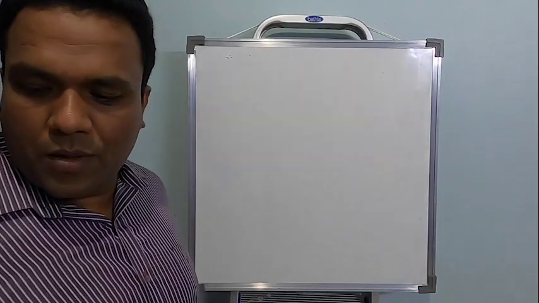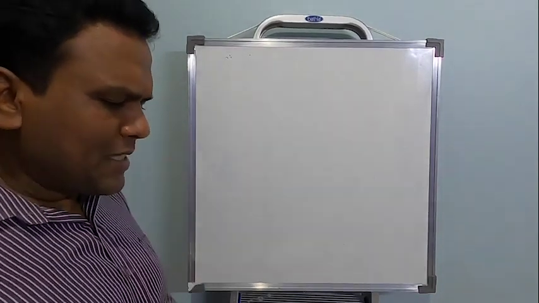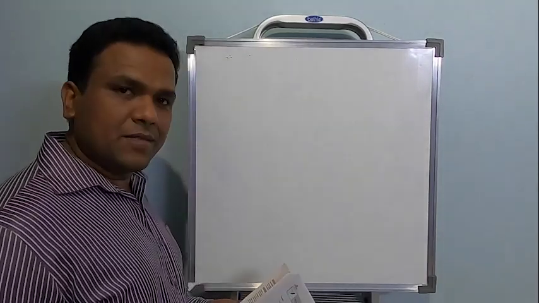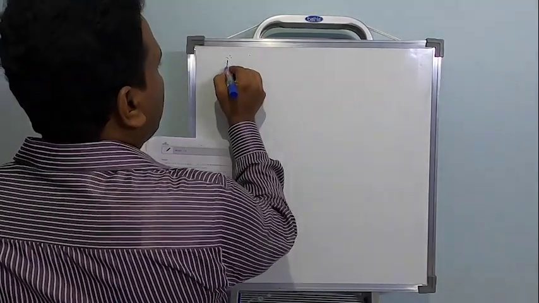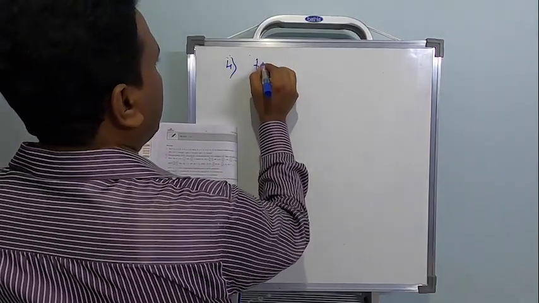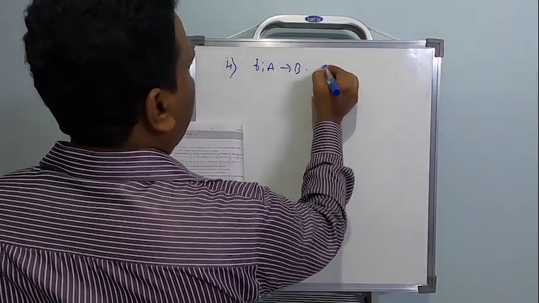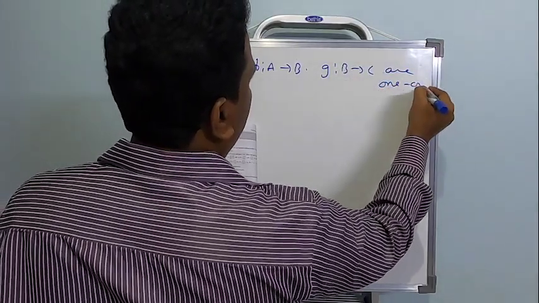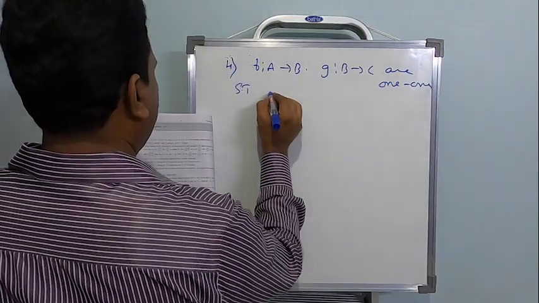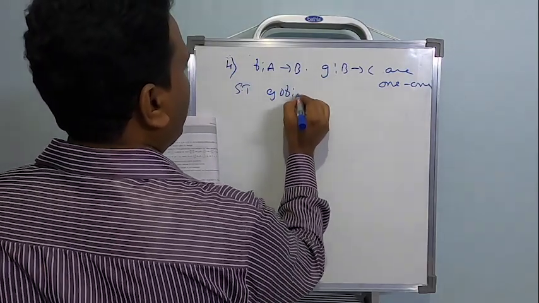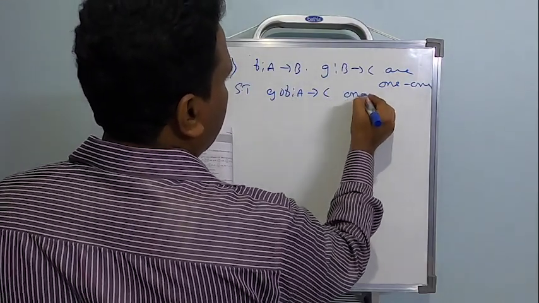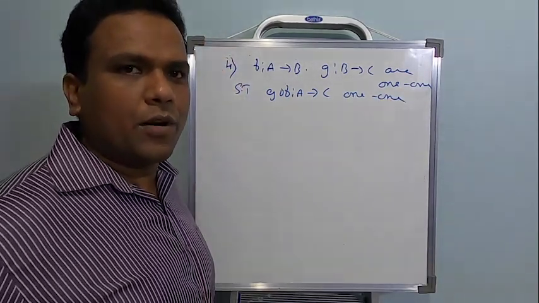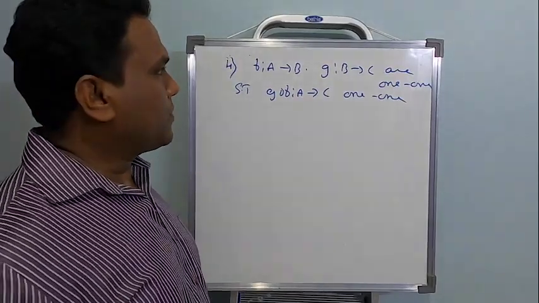Now let's move to problem number 4. Some standard examples, and one of the examples which is repeated many times is this next one. Problem number 4: f from A to B and g from B to C are 1-1, then show that the function gof from A to C is also 1-1. A standard example, and this is also an important one which is repeated many times.